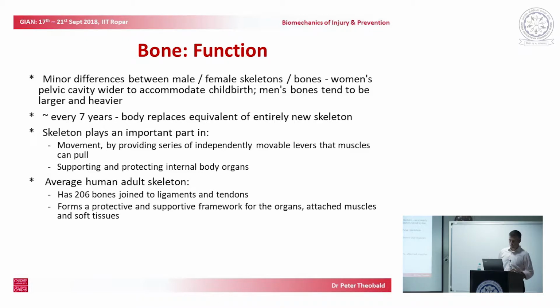In total, there are 206 bones in the adult. That is a number that reduces from birth, predominantly as bones in the skull fuse together as a consequence of traveling through the birth canal.